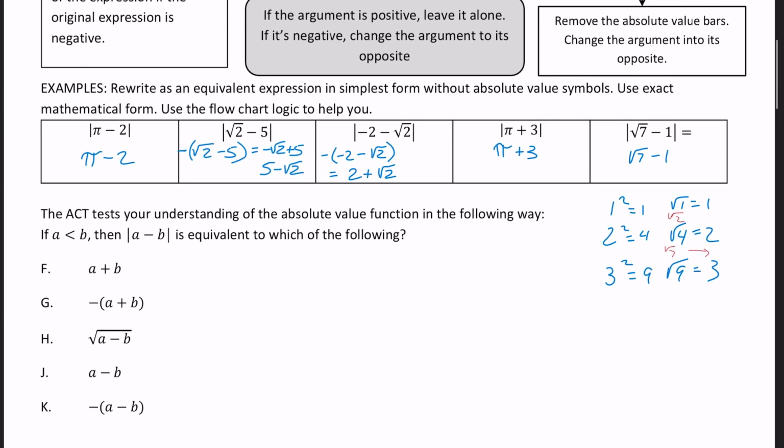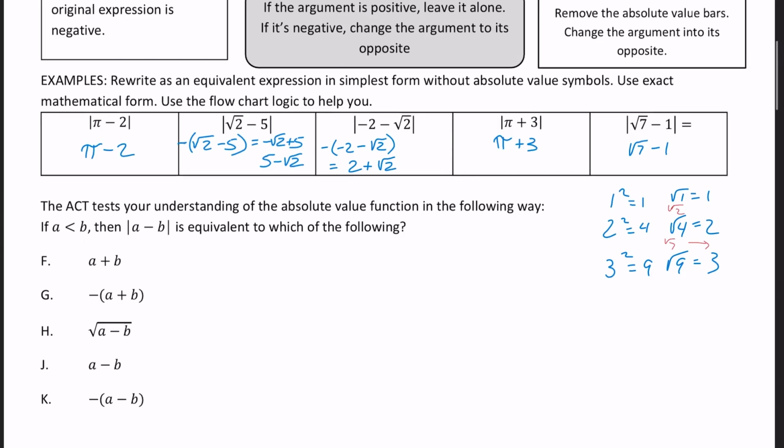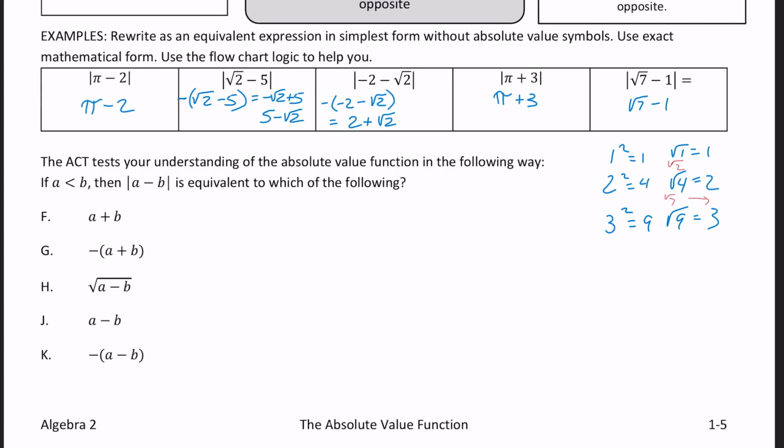So here's something I pulled off of a released ACT test. If you're in the ACT prep, you may have seen this problem. So here's the way the ACT tests it. If A is less than B, then A minus B is equivalent to which of the following? So here's one of the things to think about. On our number line, A comes before B. And so you have to ask yourself, is A minus B positive? Is A minus B negative?